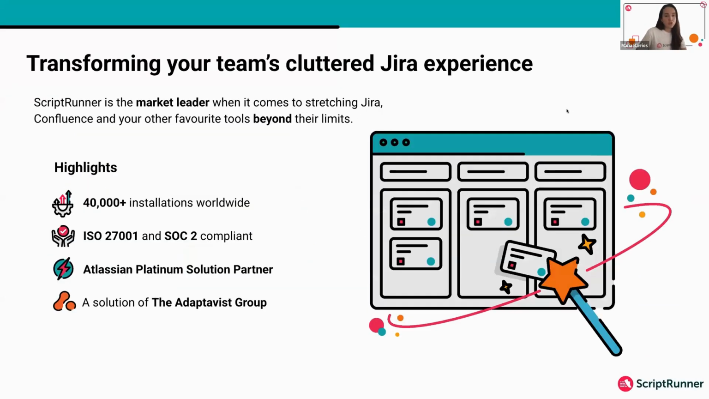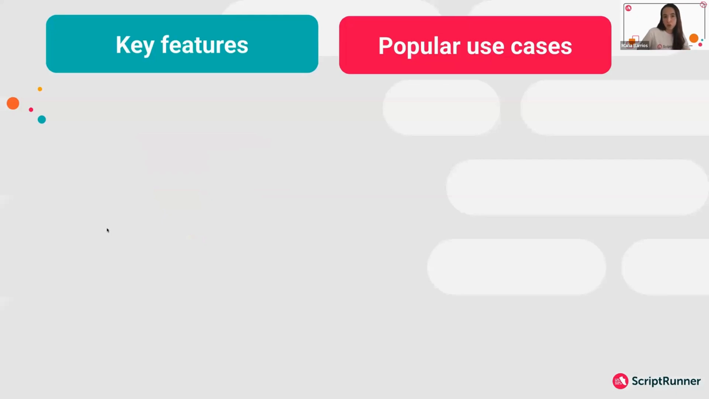For those of you who haven't heard of it before, although I imagine most of you have, about ScriptRunner in particular: ScriptRunner is the market leader when it comes to extending your Jira Cloud capabilities beyond what's possible natively. And part of that actually has to do with the many use cases it can solve for you to make that experience easier, more customized, and automated.